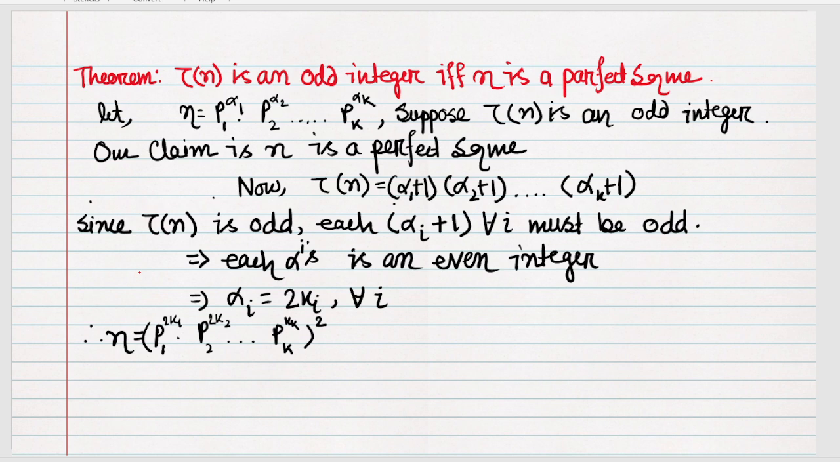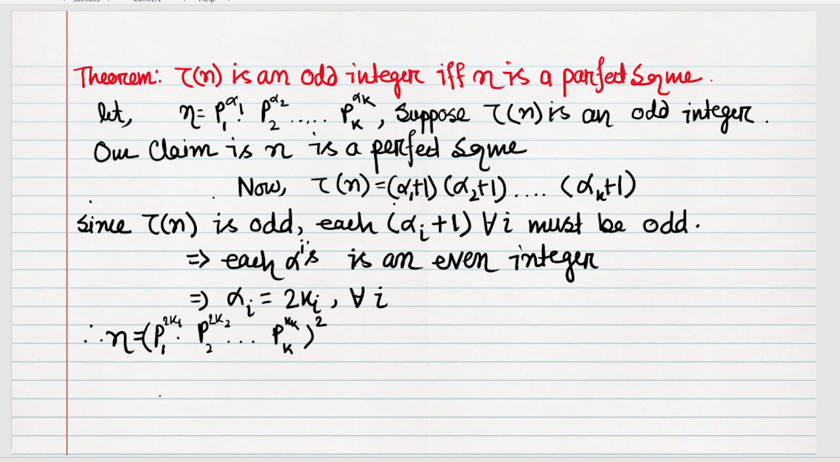Tau of n is the number of divisors of the integer n. They asked us to prove that tau of n is an odd integer if and only if n is a perfect square. So we have these two statements: n is a perfect square, and tau of n is odd.